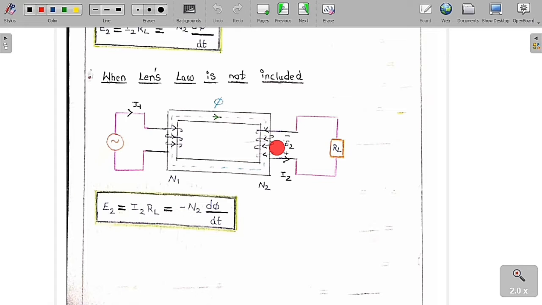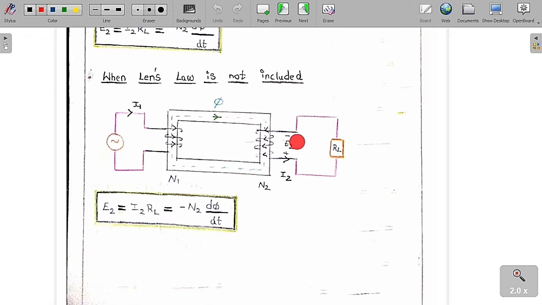So we can say that Lenz's law is not included. As I have already told you, Lenz's law being included means the current produced in the secondary coil should be in such a direction that the flux produced by the secondary coil always opposes the primary flux. But you can see it is not opposing, it is in the same direction. It means that Lenz's law is not included. So if you take the current in this direction, the current is going to make a closed loop in this direction.